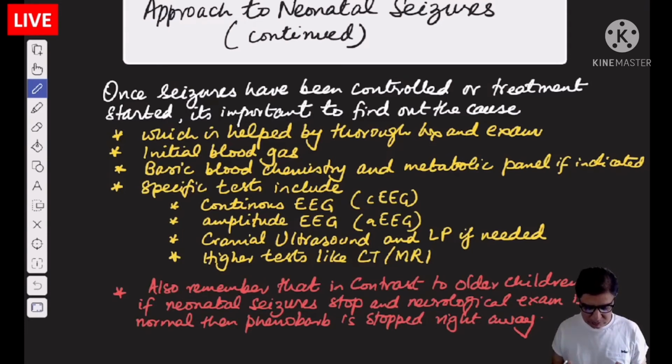In neonatal seizures, if the seizures have stopped, so once you gave them phenobarb, or you gave them anything else which stopped the seizures, and your neurological examination is normal, then at the time of discharge, you just stop the phenobarb. You don't need to taper down the dose, you just stop it right away. And the child can be discharged without any phenobarb. So this is in contrast to older children, where once you start them on anti-epileptic drugs, then it has to be given for some time and then gradually tapered off.